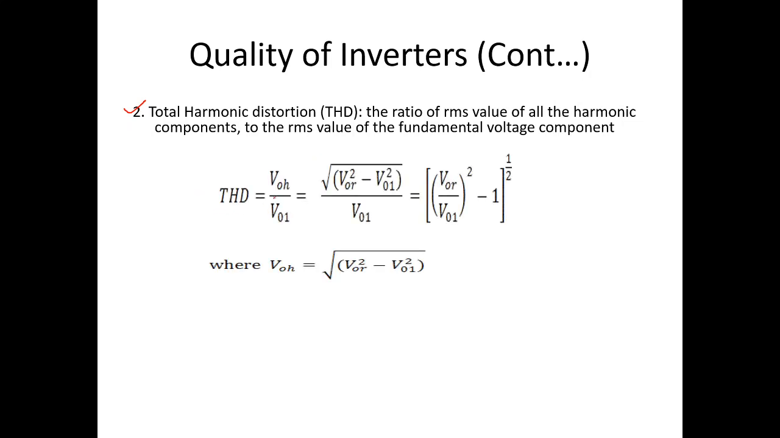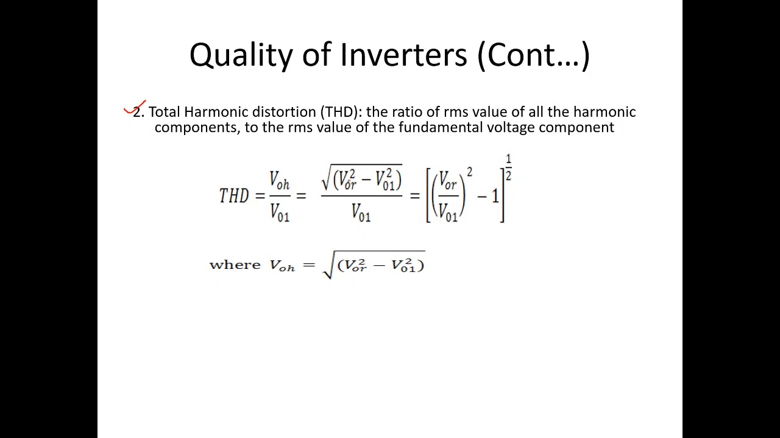So according to definition, it is equal to total harmonic RMS voltage by the fundamental RMS voltage. So for example, if you know the RMS voltage of the output voltage, you can use this particular formula to compute the RMS value of harmonic components alone, excluding the fundamental component. So what is the remaining components' contribution to the RMS value? So find out that. That formula is square root of VOR square minus V01 square, by V01.